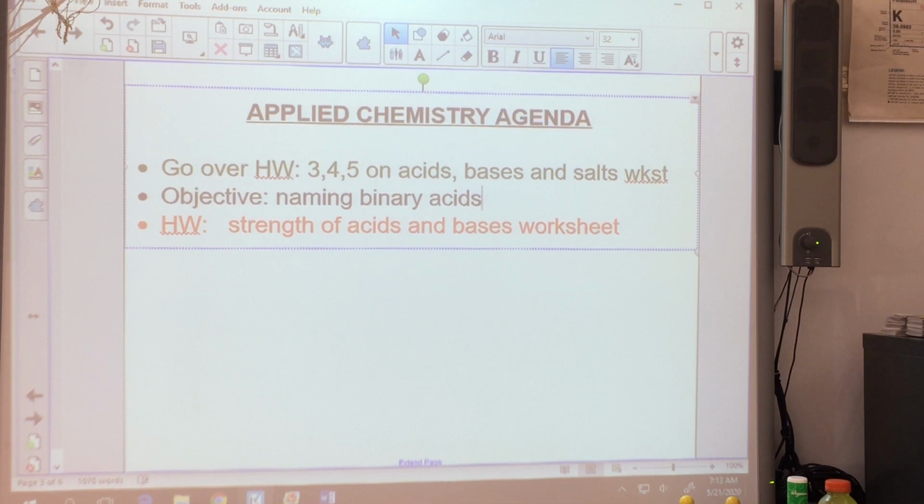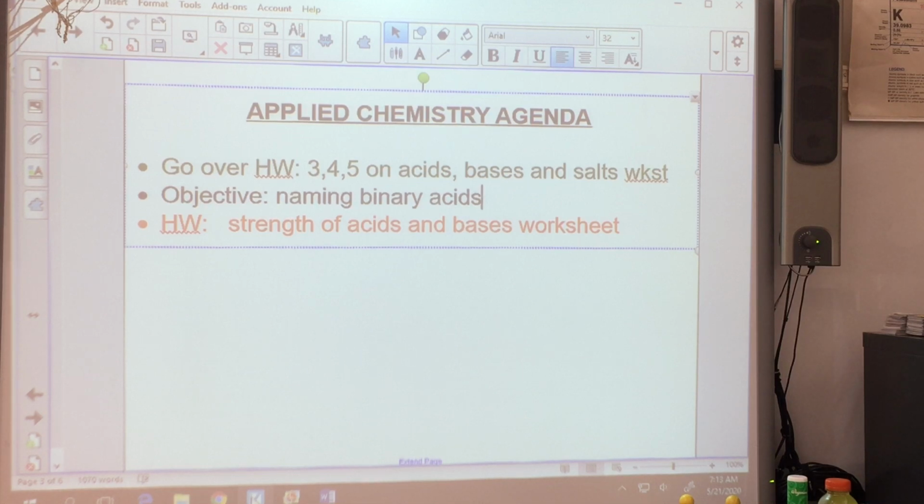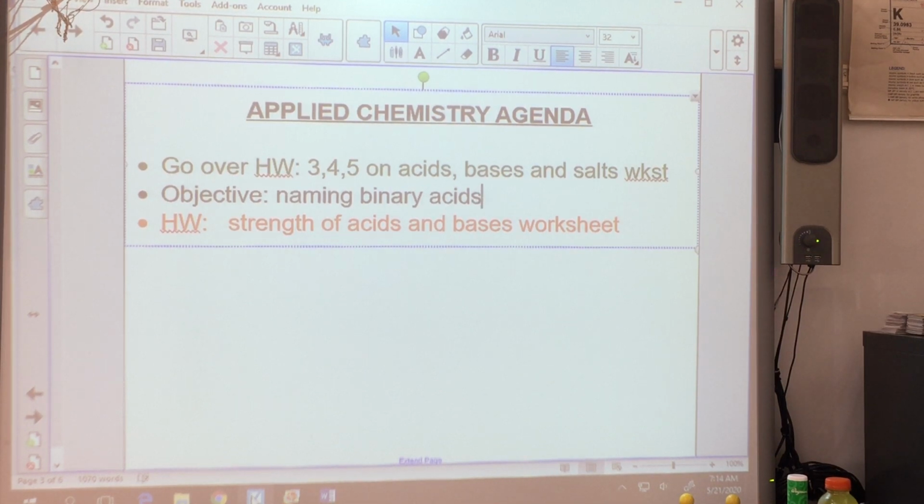Today we're just going to go over the homework. I'm going to show you how to name binary acids, those are acids made up of just two atoms. And I'm going to have you go, this is not in the little packet that I sent, but I'm going to post it. Strength of acids and bases worksheet. Just read through it. It should be pretty self-explanatory. So let's get into it.